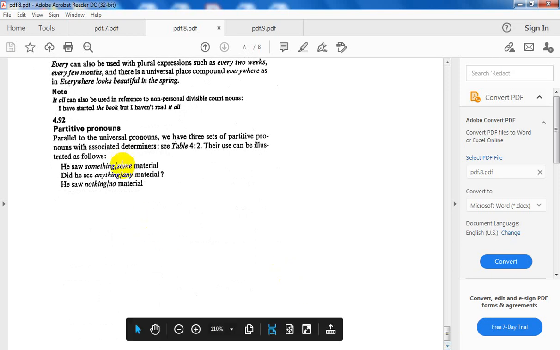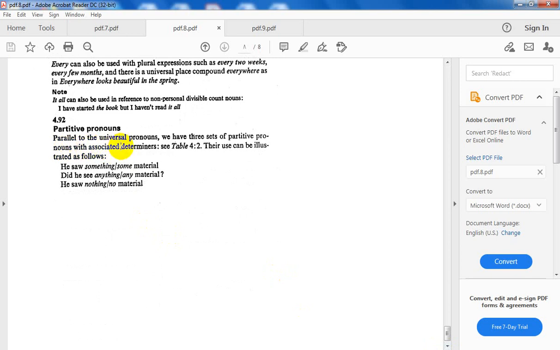Let's move to the partitive pronouns. Parallel to the universal pronouns with every, we have 3 sets of partitive pronouns with associated determiners. Associated determiners: some, any, no. What does it mean? Something, somebody, somewhere. Nothing, no one, nowhere, nobody. Anyone, anybody, anything, anywhere. These are parallel.